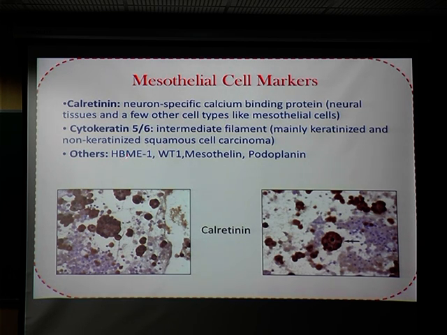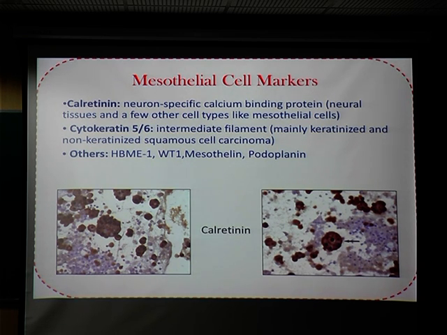Even HBME, WT1, mesothelin and a new marker, podoplanin. These are all positive for mesothelial cells. At the same time, they may show cross-reactivity even with the epithelial cells. Now here you can see these reactive mesothelial cells. But the advantage of applying the mesothelial cell markers is that, first, they highlight the reactive mesothelial cells, and second, the negatively stained second population of cells is also highlighted.